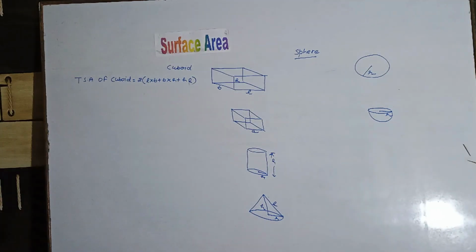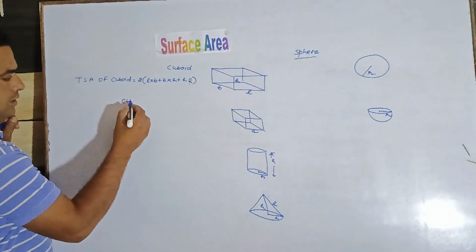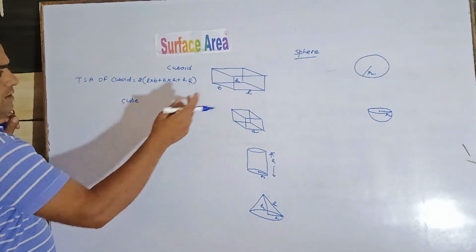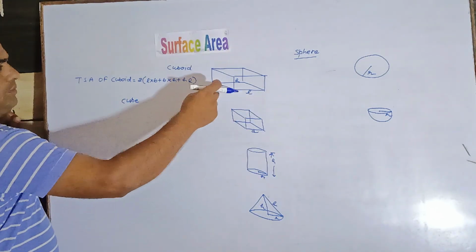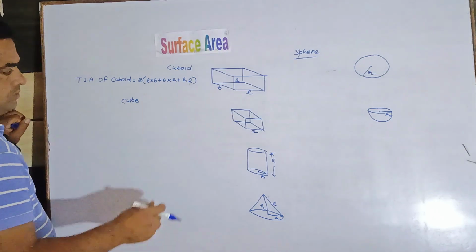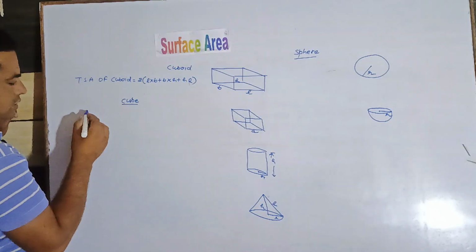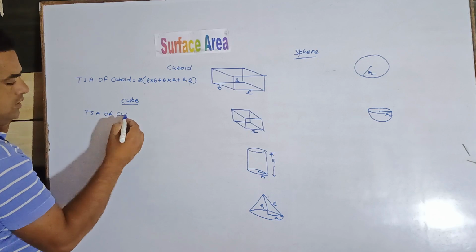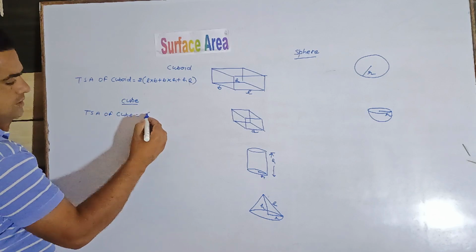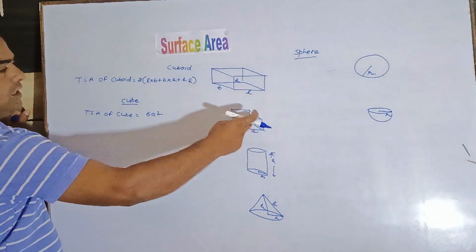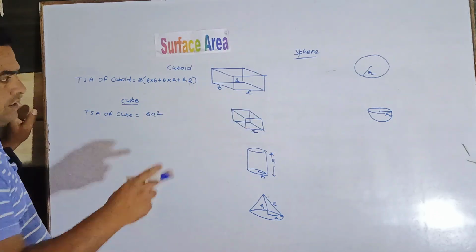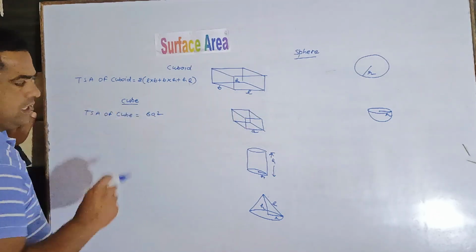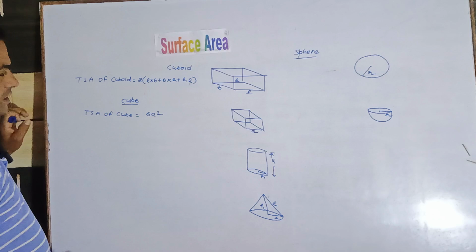You can see this is a cube, correct? If all the sides are equal, l, b and h are equal, then this will be a cube. So the total surface area of a cube will be 6a square. Students, the area of one surface will be a square. There are 6 surfaces, so the area of 6 surfaces will be 6a square.